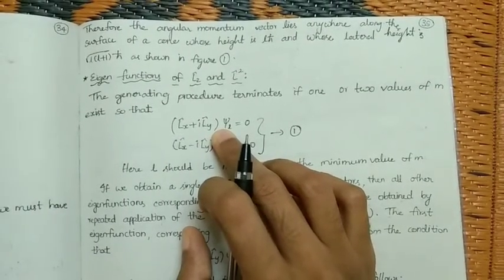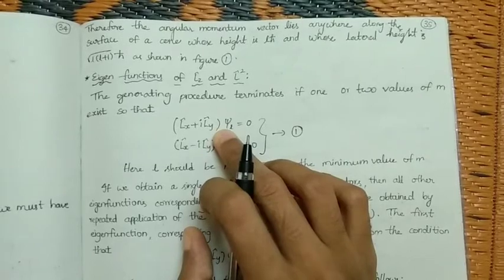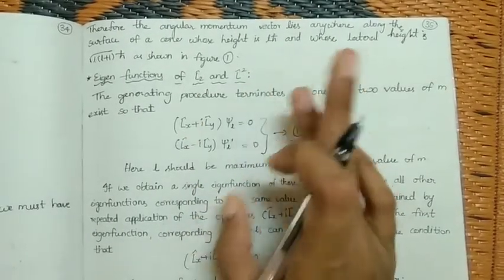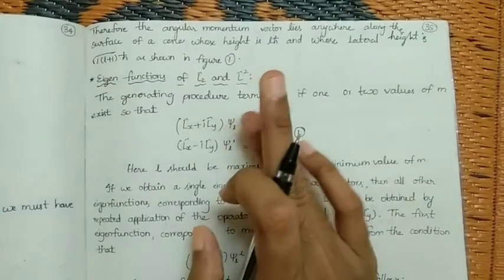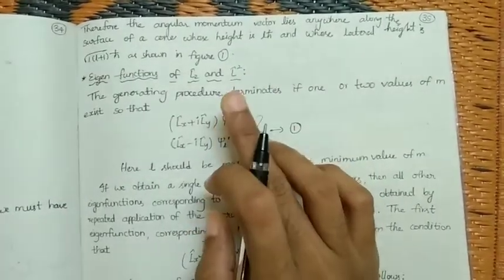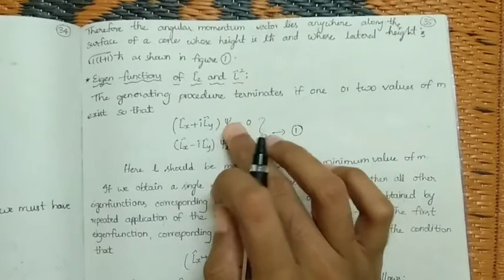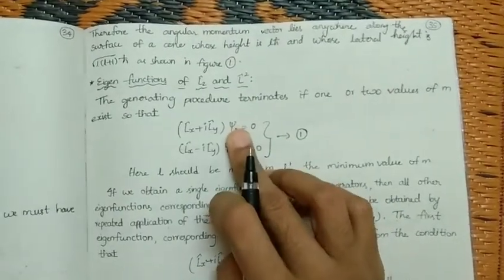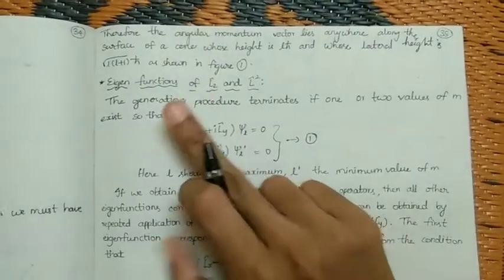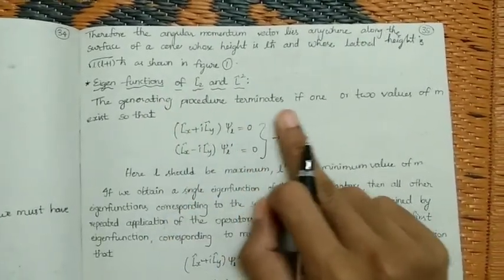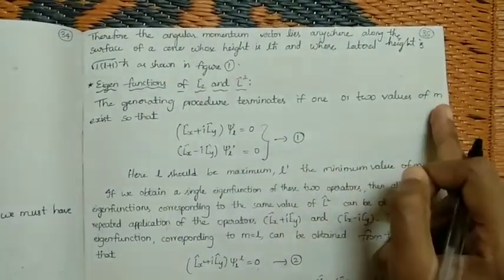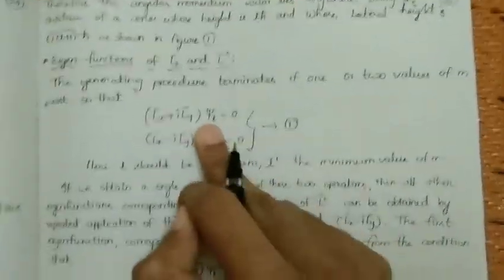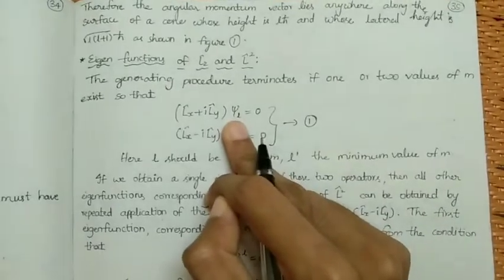the maximum possible m value is 2 and the minimum possible m value is minus 2. Beyond that it cannot go to plus 3, plus 4, plus 5 and minus 3, minus 4, minus 5, like that. At that time the wave function does not exist and the generating procedure would stop. So that is the meaning of this: the generating procedure terminates if one or more values of m exist. This is for the maximum possible value of m.